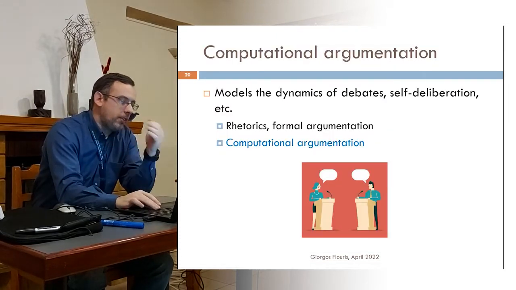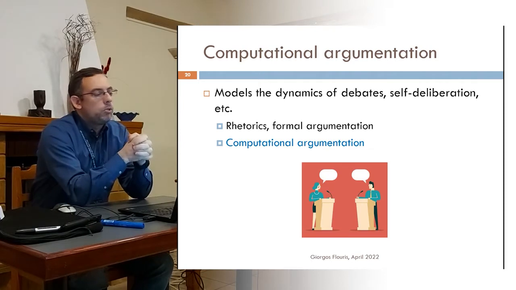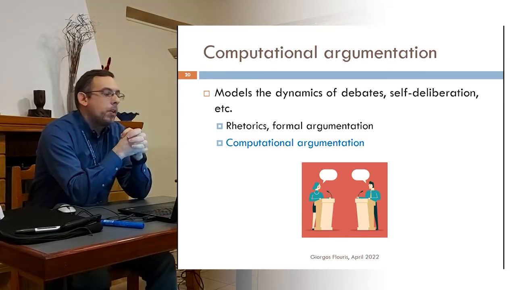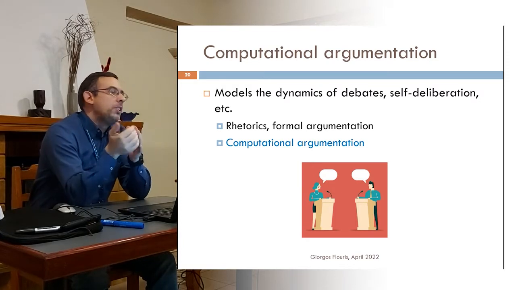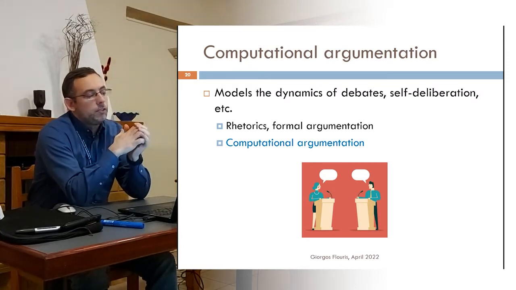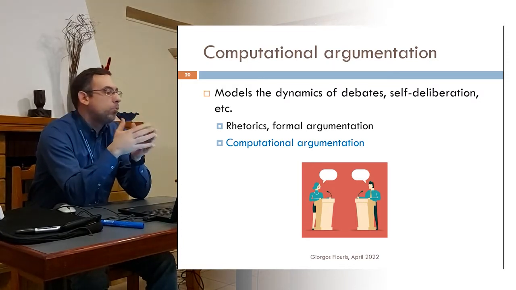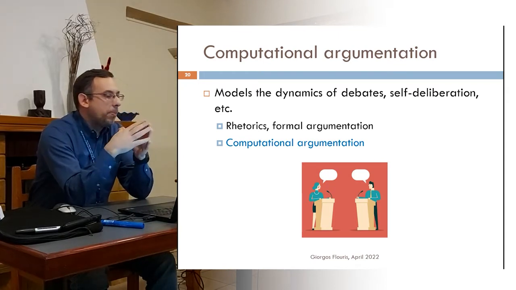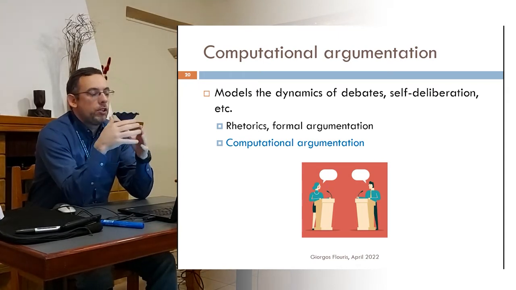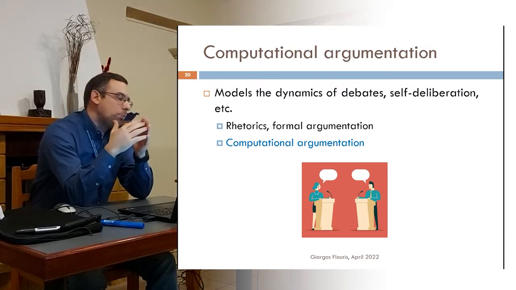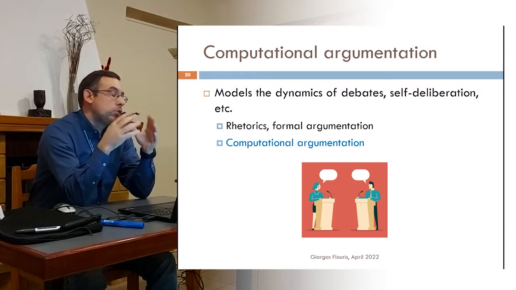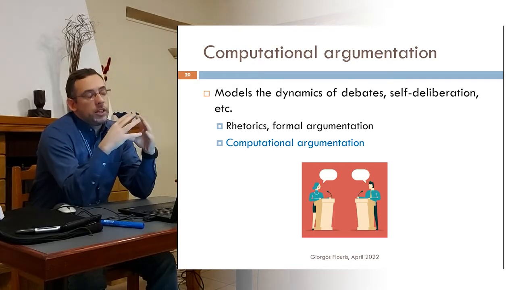So first of all, a few details about what computational argumentation is. Computational argumentation is somehow a descendant of rhetorics and formal argumentation, which attempt to model the dynamics of debate, self-deliberation, and other types of discussion between humans. Computational argumentation tries to model this in the computer science realm.